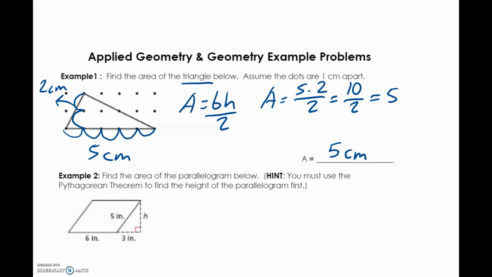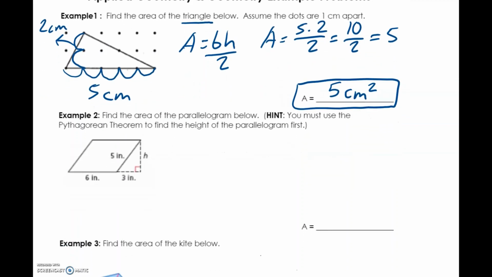And then the second thing is you need to ask, is it square, is it cubed, so on and so forth. So anytime you're dealing with a problem with area, the answer is always going to be whatever your unit is squared. So in this case, area is going to equal 5 centimeters and then squared. And that's my final answer. I need to make sure to include that unit in all these problems. Okay, so with that in mind, let's get to example 2.